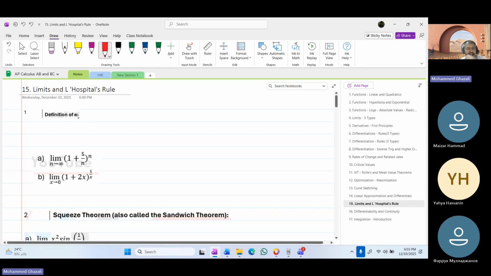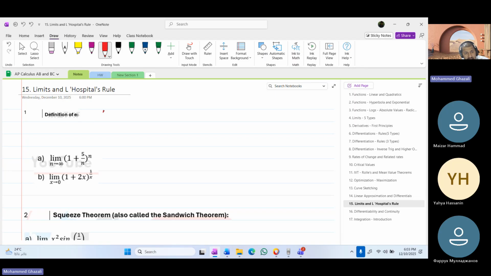So, the definition of e. We want a basic definition of e. What is e? e is basically the limit as x approaches infinity of 1 plus a over x, to the power x, which is equal to e to the power a. You must use this to solve these two problems. Look at this value here, a. This is very important. The limit as x approaches infinity of this entire function is equal to e to the power a. That's what it is.